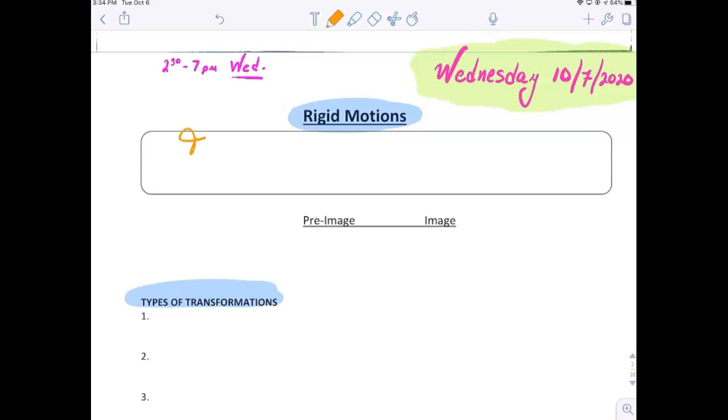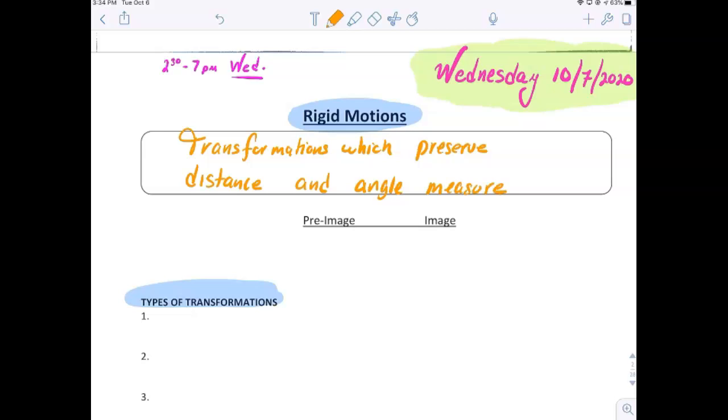Rigid motions are transformations which preserve, that's a fancy word for keep, right? It means they don't change. Transformations which preserve distance and angle measure. So that just means they basically stay the same size and same shape.